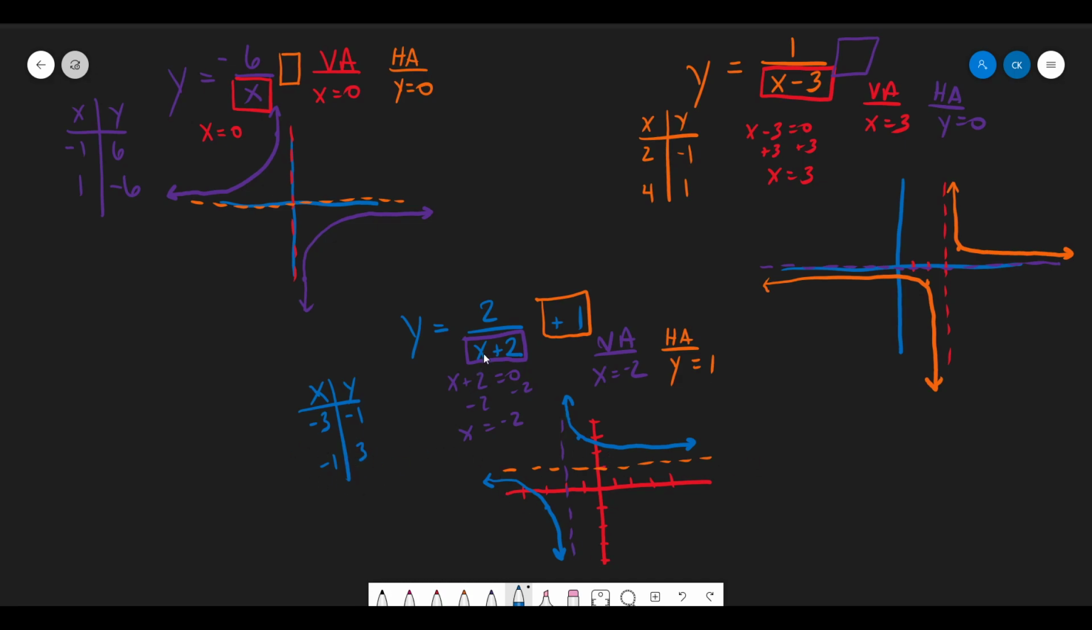Take the -1, plug it in. -1 plus 2 is 1. 2 over 1 is 2. Plus 1 is 3. So I have the point -1, 3. And then I create my curve from that.